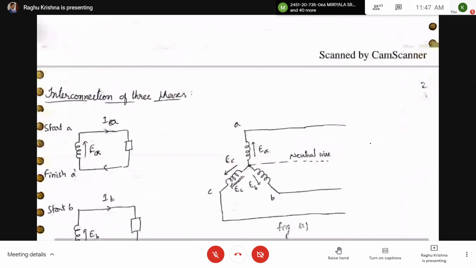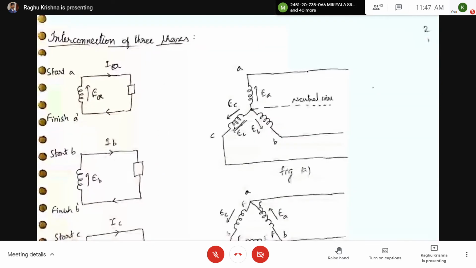Coming to the interconnection of three phases. We have already seen three-phase transmission. It is compact and uses less copper, and the voltage regulation is better than that of single phase. Next, how to connect the three phases.